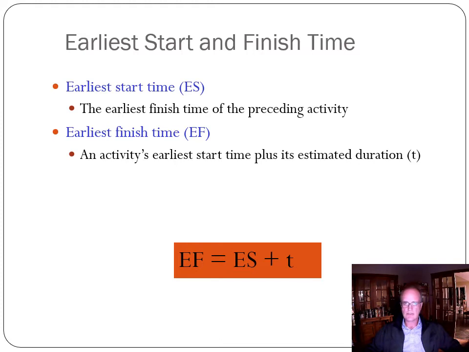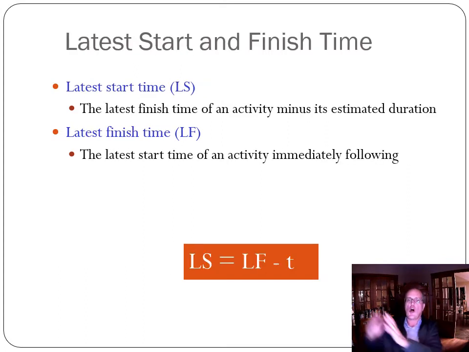I already talked about this. The earliest start time depends on preceding activity. So we look at those tasks that precede it, and we calculate the earliest finish time by adding the duration of that particular activity. On the latest start and the latest finish, in that case, we look at activities that follow them. So we determine the latest finish first, and then subtract the duration of the activity to give us the latest start time.